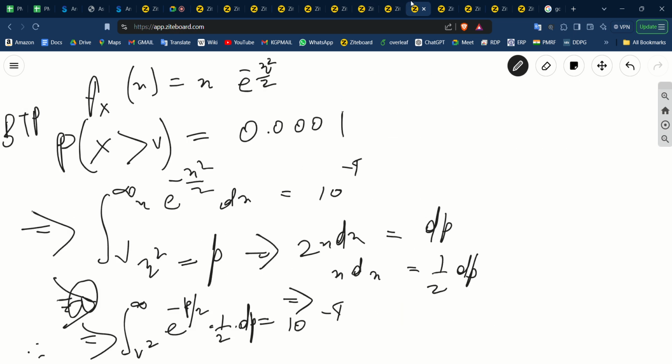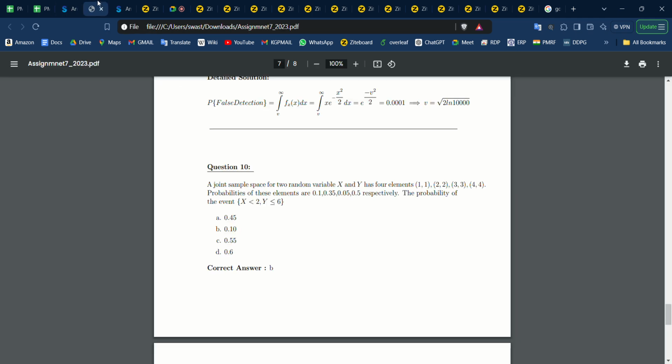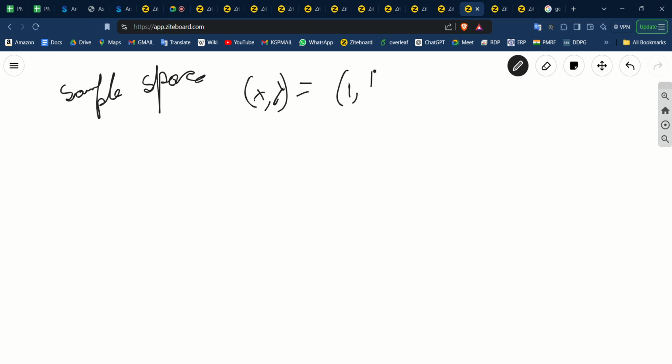So here technically the sample space is (x, y) equal to (1,1), (2,2), (3,3), (4,4). These 4 elements.